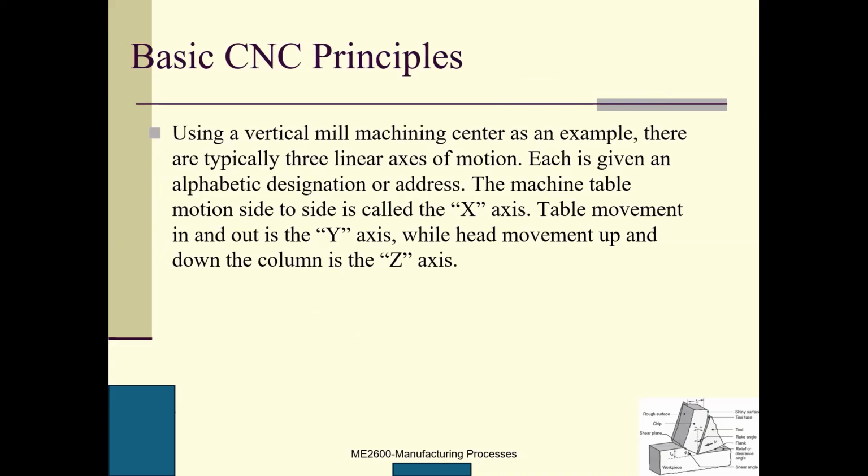For the basic CNC principles, using a vertical milling machining center as an example, there are typically three linear axes of motion. Each is given an alphabetic designation or address. The machine table motion side to side is called X, this is Y, and this is Z, and it still follows the right-hand rule, right? So here is the basic CNC principle. This machine has three axes.